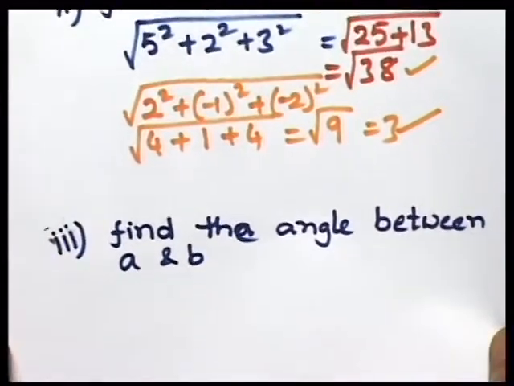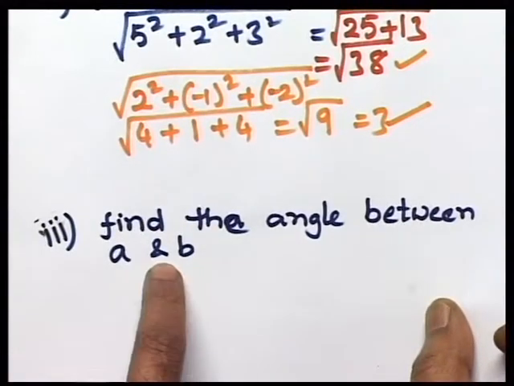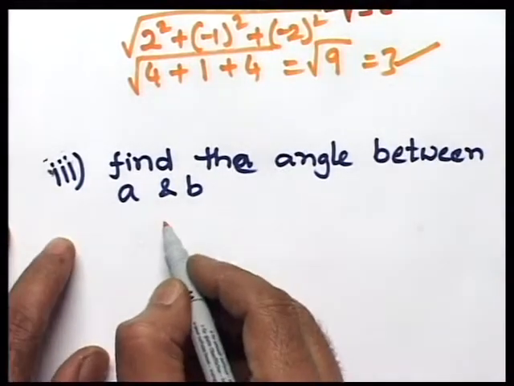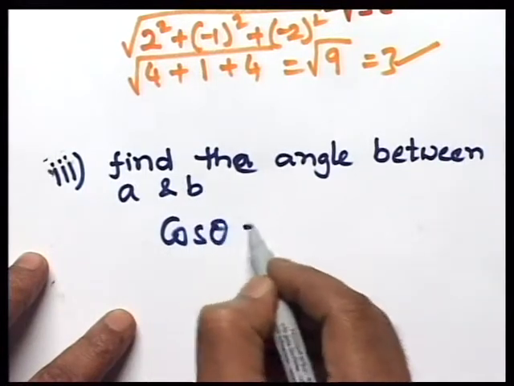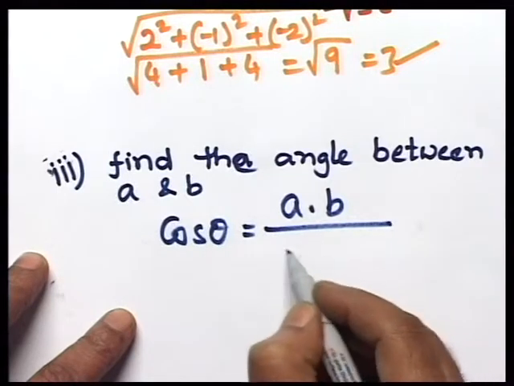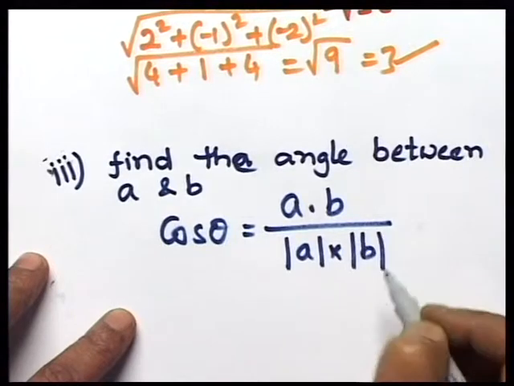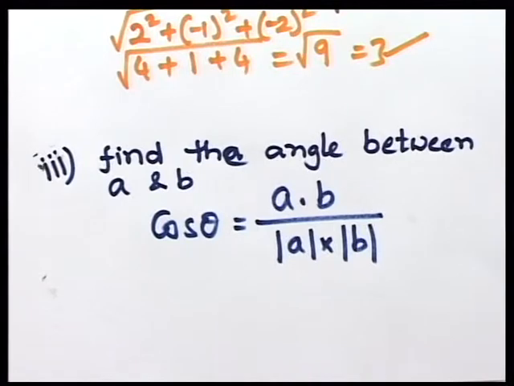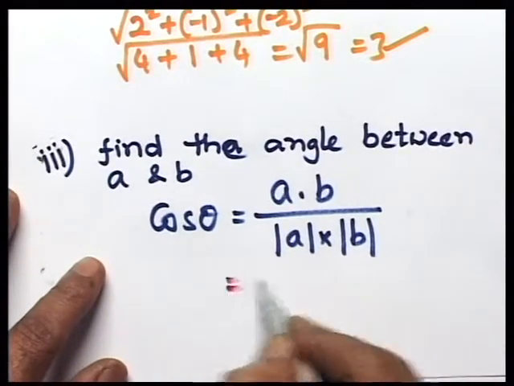Then part 3, they said, find the angle between the two vectors a and b. They are vectors, please, right? The formula we know: cos theta equals a dot b, the dot product value, divided by modulus of a times modulus of b. That's what we have. If we get a minus value, the angle should be obtuse. If we get a plus value, it should be an acute angle, please.